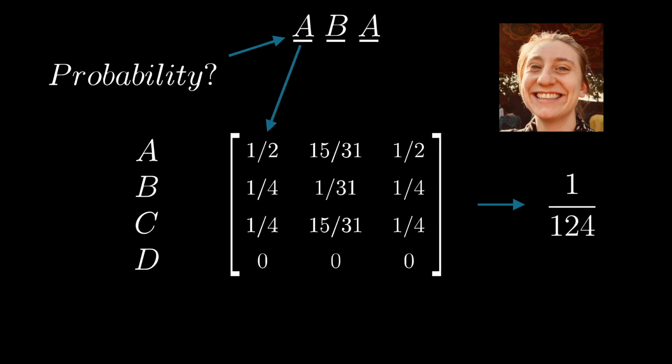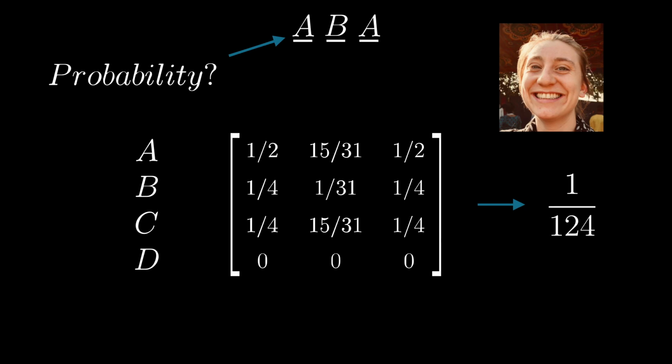At the first position, we sequenced A, and the probability of A is 1/2. For the second position, we sequenced B, and the probability for that to happen is only 1/31. For the third position, we again sequenced A, where the probability of doing this is 1/2. So, 1/2 times 1/31 times 1/2 equals 1/124.